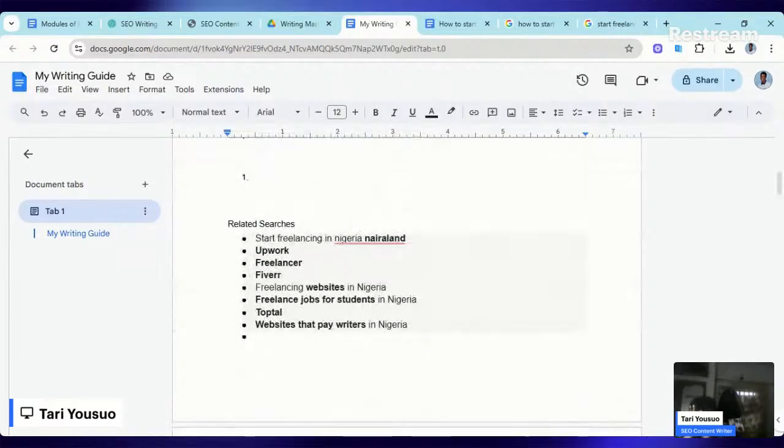The related searches: freelancing in Nigeria and Naira land. So some people are going to Naira land, and as you can see, here is Upwork, Fiverr. So those are semantic words. Then freelance websites in Nigeria, freelance jobs for students in Nigeria, Toptal. I don't know what Toptal is. Then websites that pay writers in Nigeria.